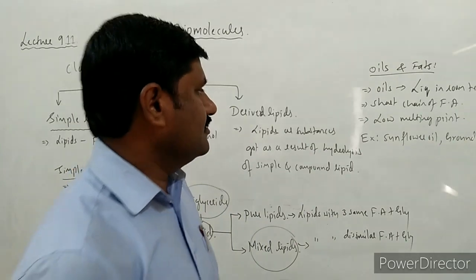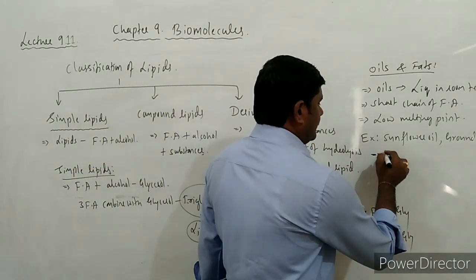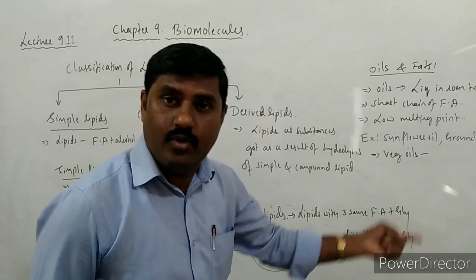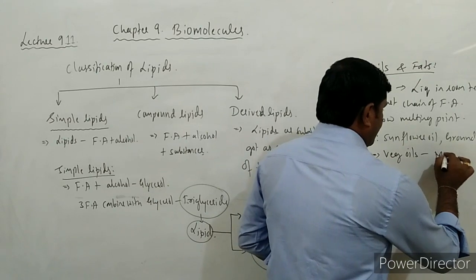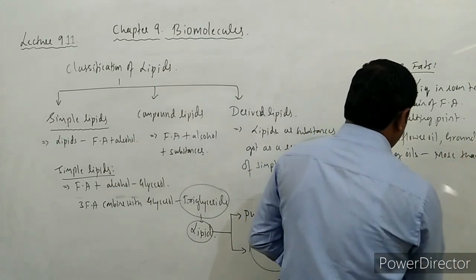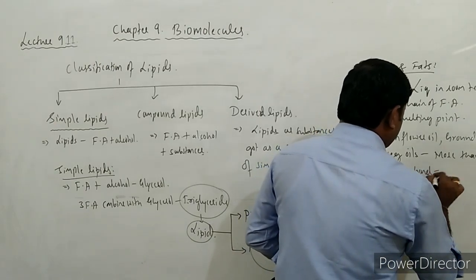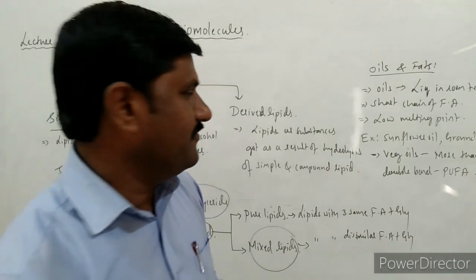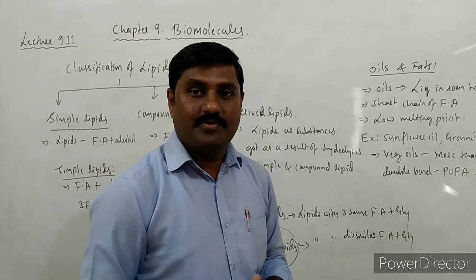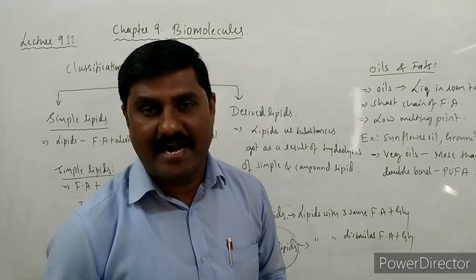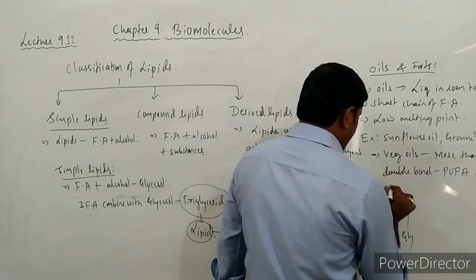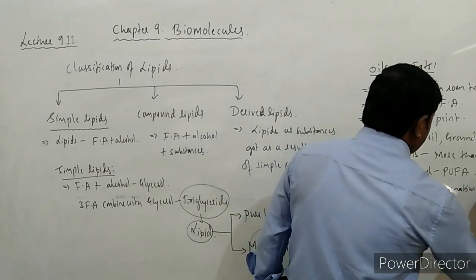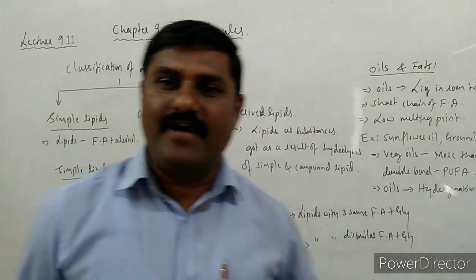So these are the oils. Sometimes vegetable oils are also there. Since these vegetable oils contain more than one double bond within themselves, what does it suggest? They form PUFA, polyunsaturated fatty acids, right? And these oils, by hydrogenation, are converted into hard fats itself. So these oils undergo hydrogenation so as to form the fats.